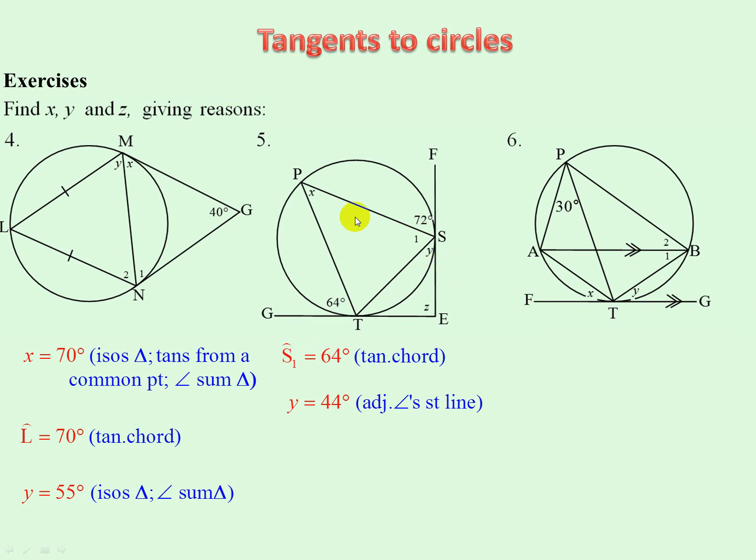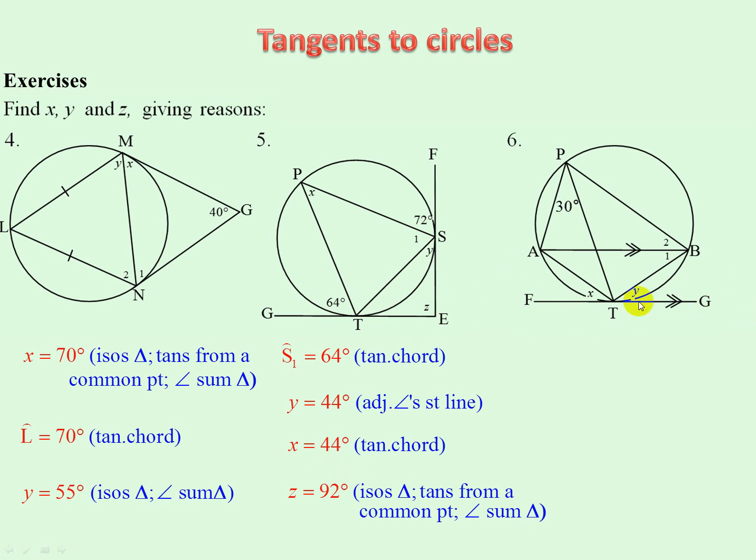Now that I know y, I can find x because that's tan chord. And knowing y, I have an isosceles triangle here by tangents from a common point, so we can find z. Y is 44, therefore that's 44, giving you 88, take from 180.